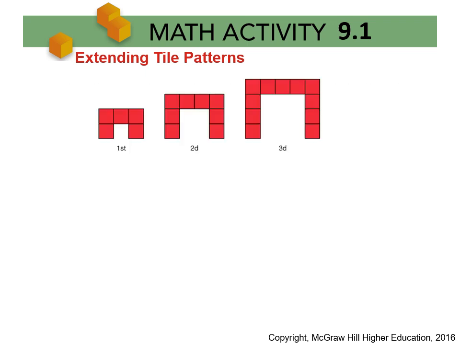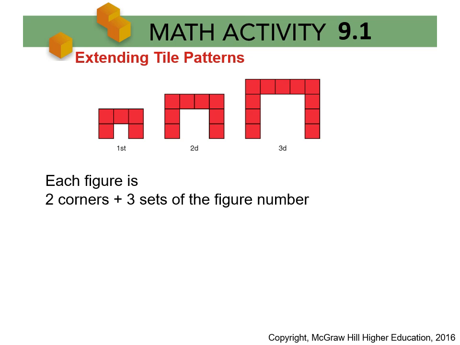Here are the patterns again. Each figure is 2 corners and 3 sets of the figure number, the way I looked at it. There are different ways to see the pattern. So the first one was 2 plus 3 times 1. The second one is 2 corners plus 3 sets of 2, 3 times 2. The third one is 2 plus 3 sets of 3, 3 times 3.